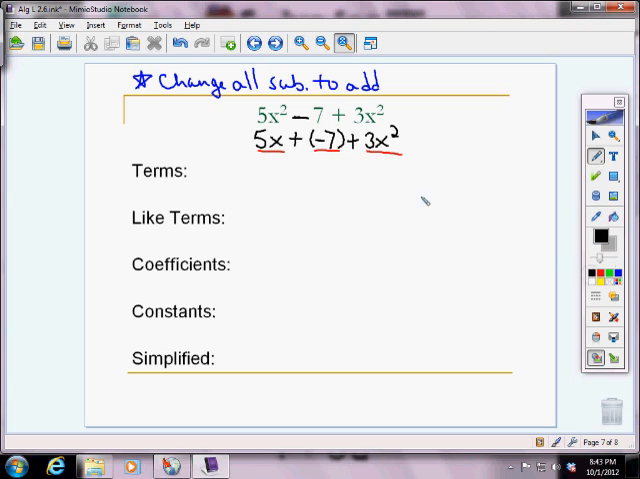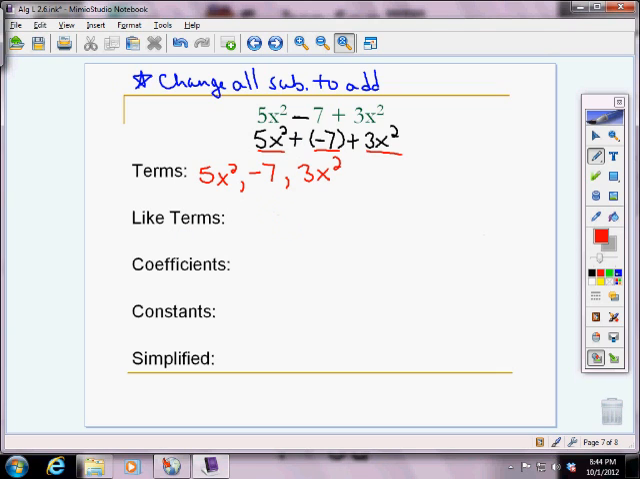And I do apologize because this should be 5x squared here. So if we want to see what's being added together, well, 5x squared, comma, is being added to negative 7, comma, which is being added to 3x squared. Simply, that's all terms are. What's being added together. You basically rewrite it, but instead of plus signs, you put commas.